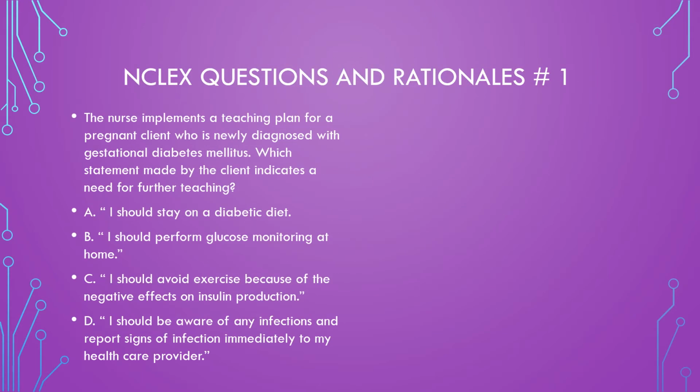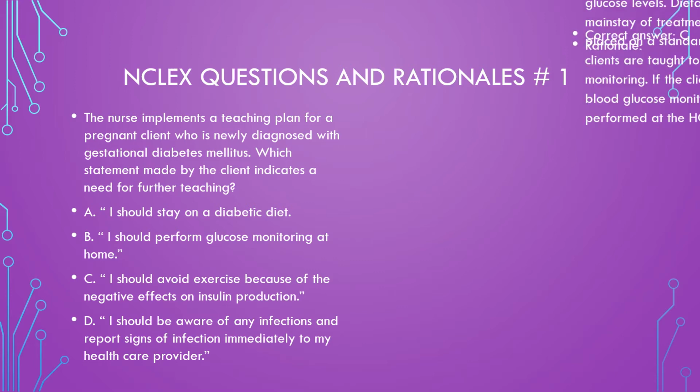NCLEX questions and rationales. Number 1. The nurse implements a teaching plan for a pregnant client who is newly diagnosed with gestational diabetes mellitus. Which statement made by the client indicates a need for further teaching? A. I should stay on a diabetic diet. B. I should perform glucose monitoring at home. C. I should avoid exercise because of the negative effects on insulin production. And D. I should be aware of any infections and report signs of infection immediately to my healthcare provider.